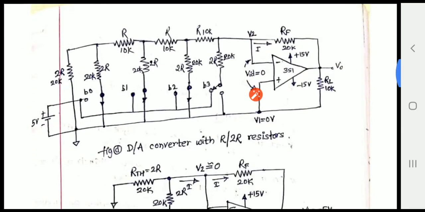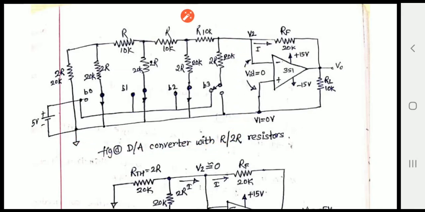So to find out why we write the equation for V0 in that fashion, first look at the circuit. Here this is an inverting amplifier because the inputs are connected to the inverting terminal. These are the inputs, which are B0, B1, B2 and B3, and these are the resistors which are connected in the ladder type. This is the feedback resistor RF connected from the input to the output, and the non-inverting terminal is connected to ground here.